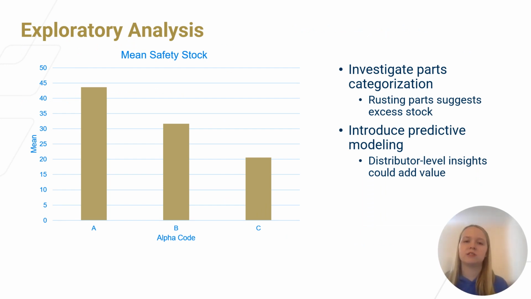We can also see the average level of safety stock for each category, with A having the highest, and this could potentially be correlated with the high turnover rate for A parts. So we keep more stock for A parts, but we have a smaller number of A parts. So this helps us investigate the parts categorization, possibly identifying where there may be excess stock.